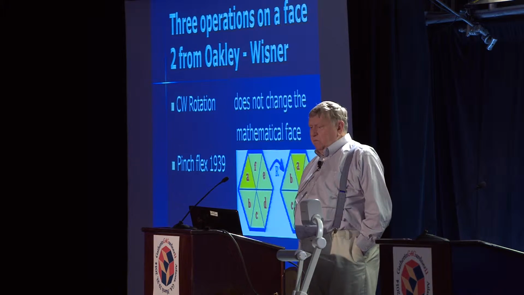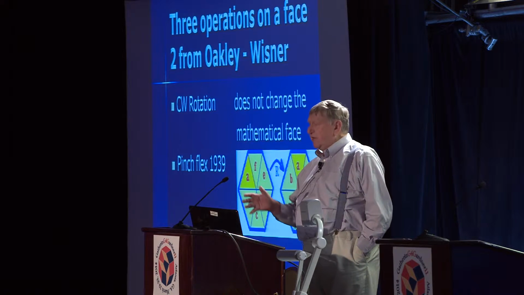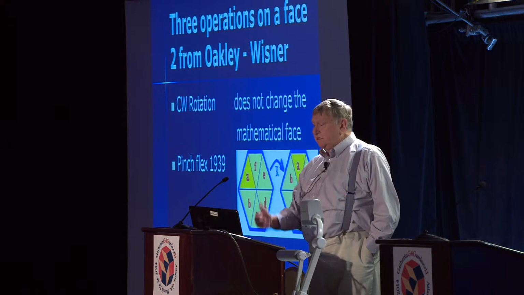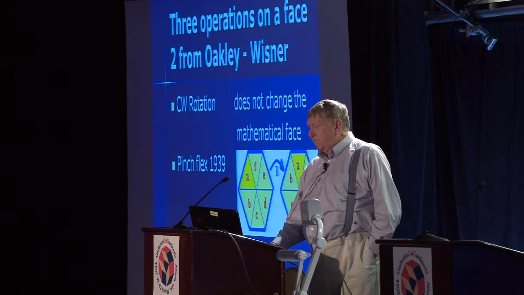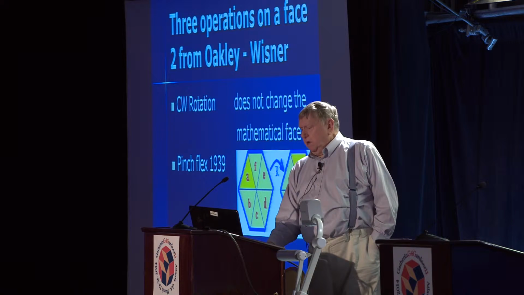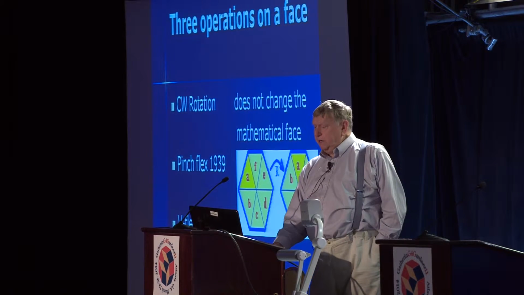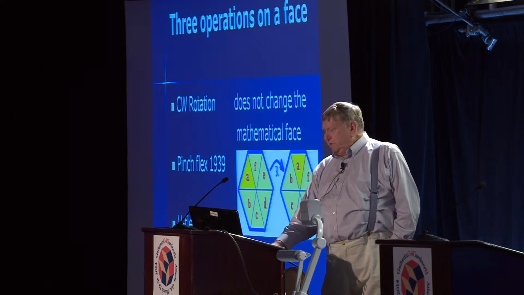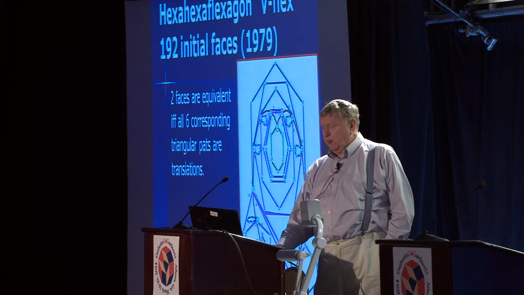I go with the paper by Oakley and Wisner, where he doesn't allow turning it upside down. You can turn it upside down and get the sun to come together in the center. We only allow rotations, but they don't count as separate mathematical faces. And we'll use the pinch flex from 1939 and then the V flex from 1963. Putting these 2 flexes together is what we'll be doing, looking at all possible faces.